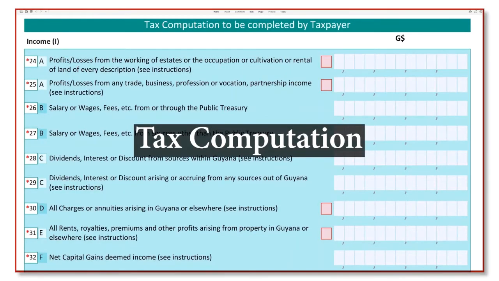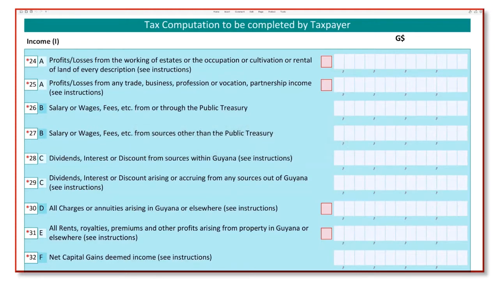We're now on the second part of the individual income tax return form, which deals with the tax computations. Here we will explain the various line items, who they apply to, and what figures to enter. Tax computation. This is where things get interesting.